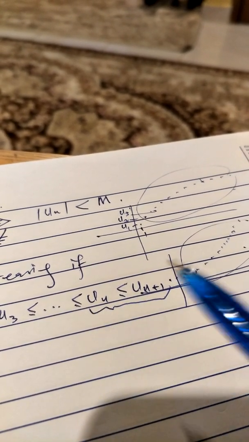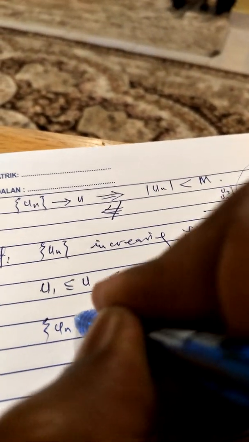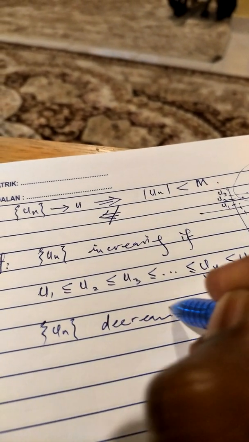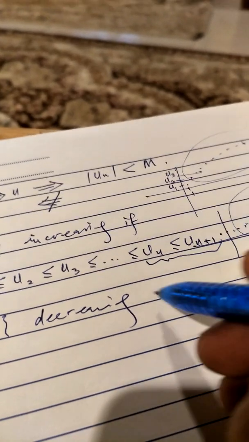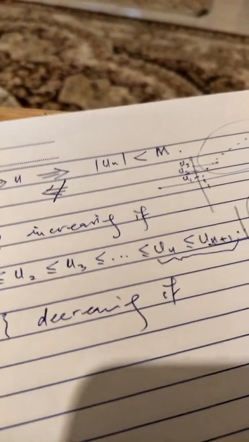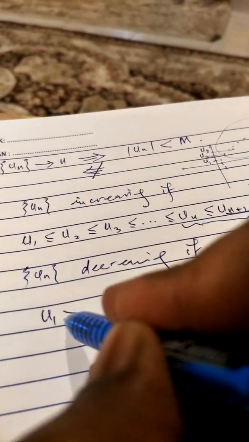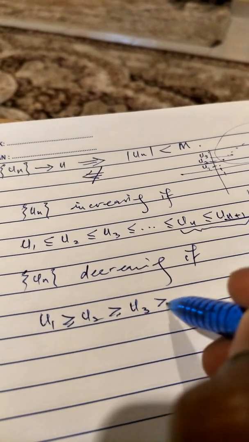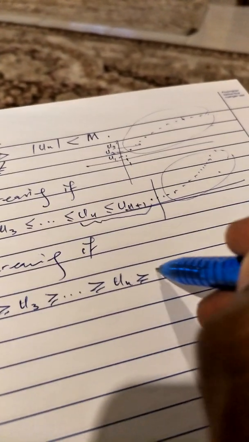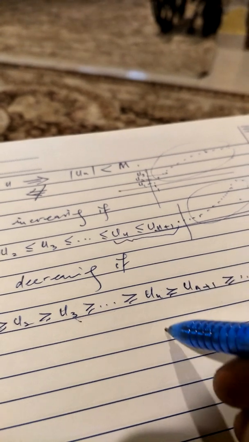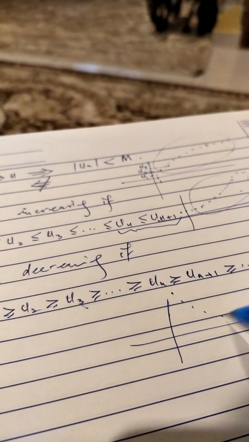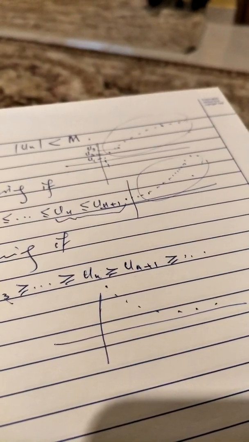So for this case, our sequence increases, and we say un is decreasing if we have u1 greater than u2, greater than u3, and so on, greater than un, greater than un plus 1, and so on. Don't bother about my handwriting. For the decreasing sequence, you can take an example. Just look at this sequence, whatever the sequence is, having that kind of behavior.